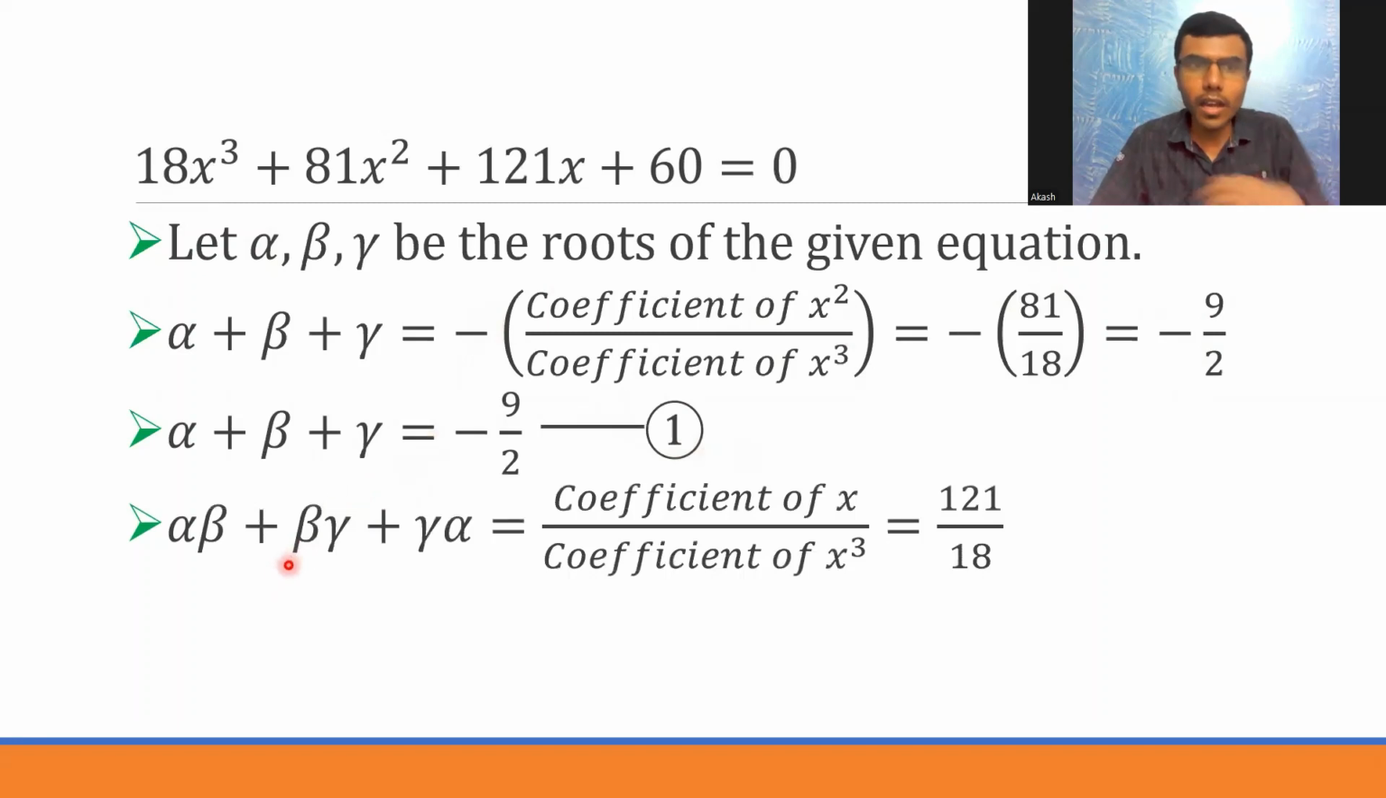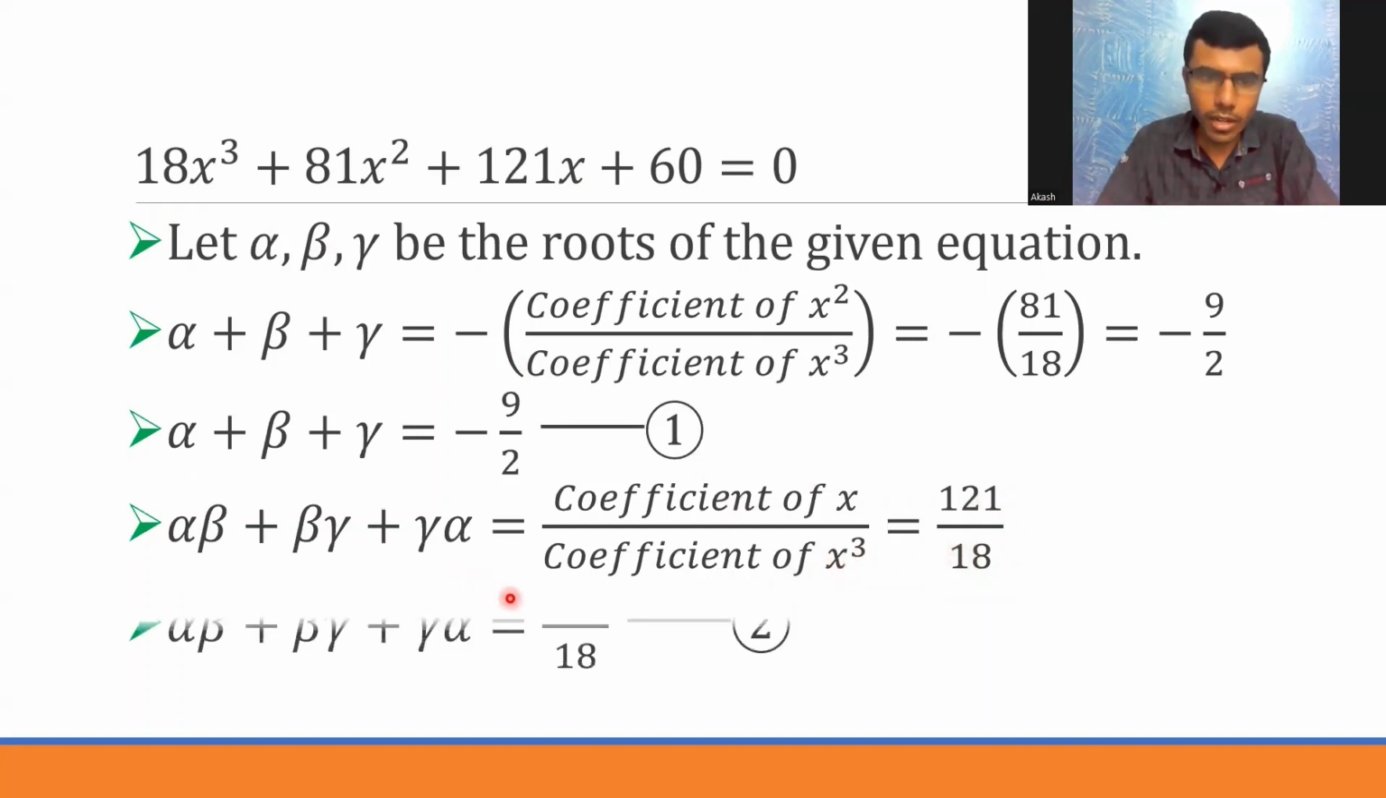Now, alpha beta plus beta gamma plus gamma alpha is nothing but coefficient of x divided by coefficient of x cube. What is the coefficient of x? Beside x, what is there? 121. So that's why here I have 121. And beside x cube, what do I have? 18. You don't have any common factor here, so just keep it as it is. So alpha beta plus beta gamma plus gamma alpha is 121 by 18. Mark it as equation 2.